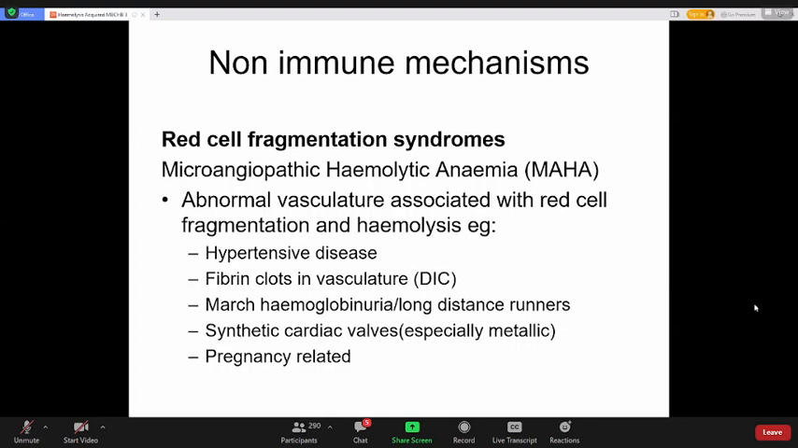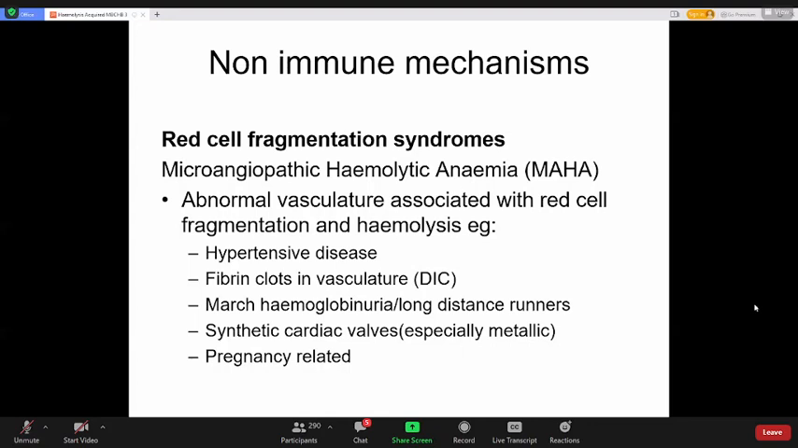Other examples are conditions like DIC. DIC is a complication of many disorders. DIC stands for disseminated intravascular coagulopathy. This is another disorder, a complication that you're going to go through, that complicates many disease conditions, and patients can develop microangiopathic hemolytic anemia.